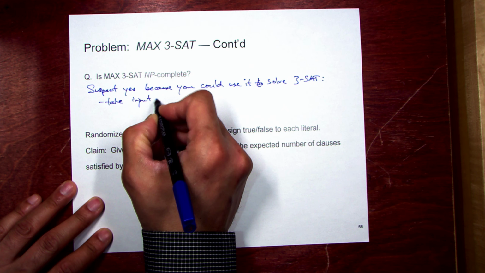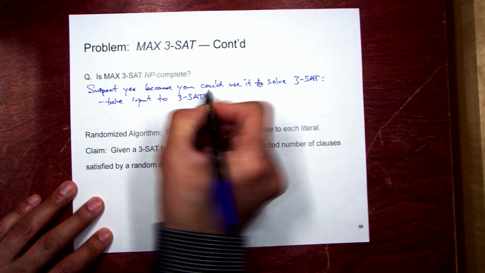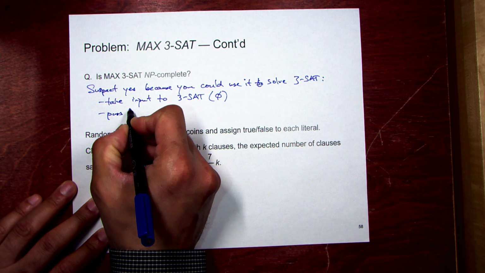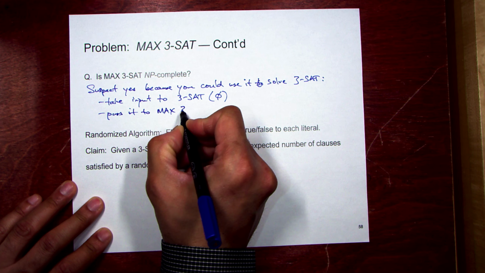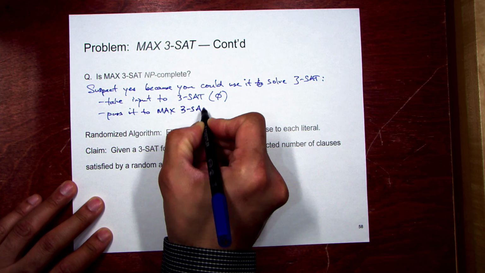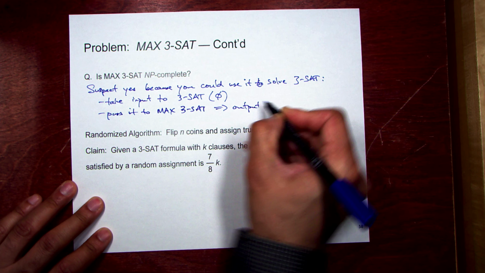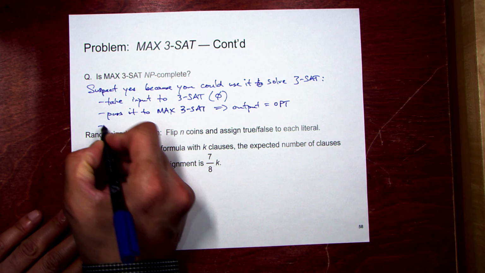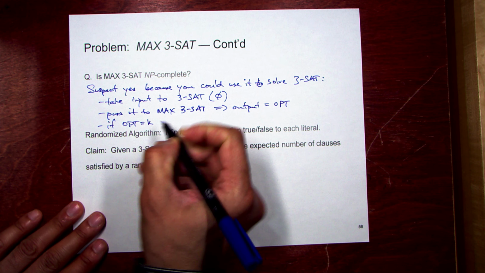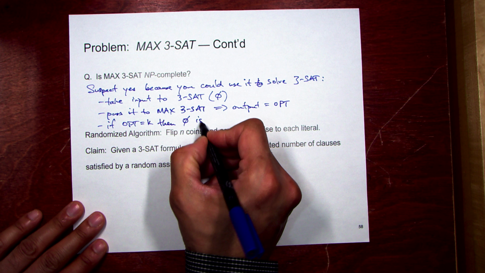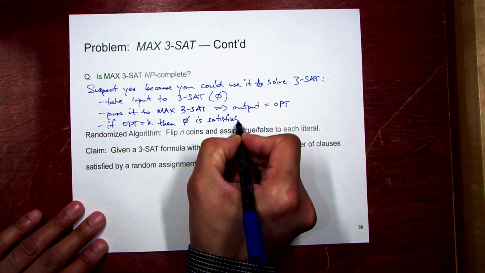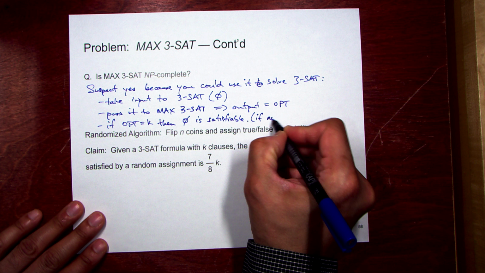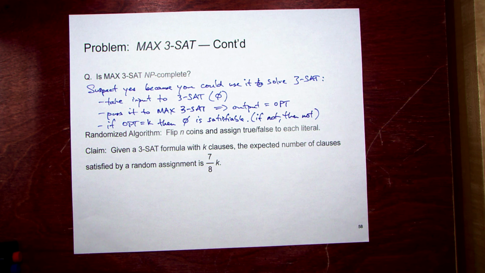Take any input to 3-SAT, and that is some expression phi, and you pass it to max 3-SAT, and the output is some number opt, and if opt equals k, then phi is satisfiable. And I guess it's an if and only if relationship. If not, then it's not. So if the best we can do is to satisfy everything, then we're good.